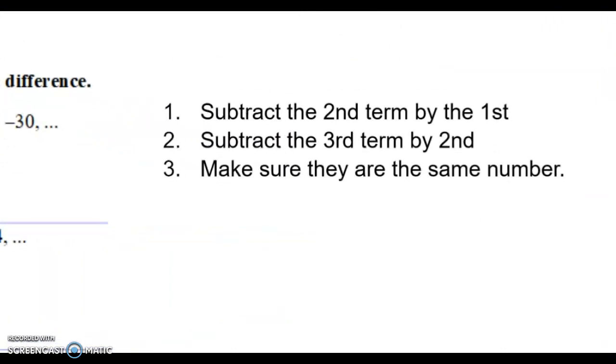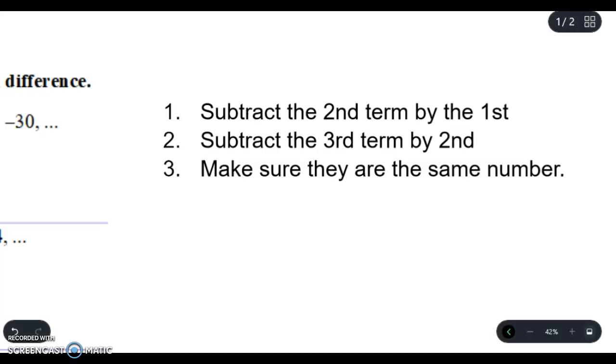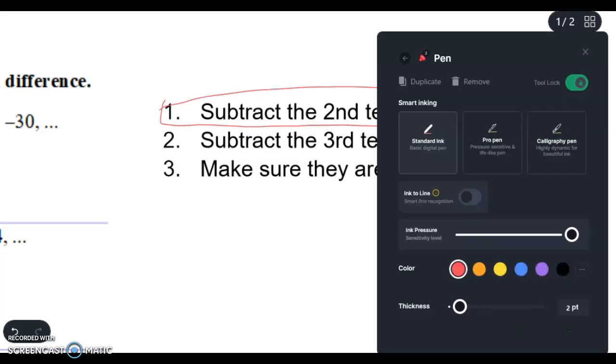It's pretty simple. Step one, you subtract the first term from the second term. Step two, you subtract the second term from the third term. In step three, make sure that they are the same number. So when you get those two answers, you want to make sure they're the same. The first thing I'm going to do is step one here. Let's see if I can make this a little bigger.